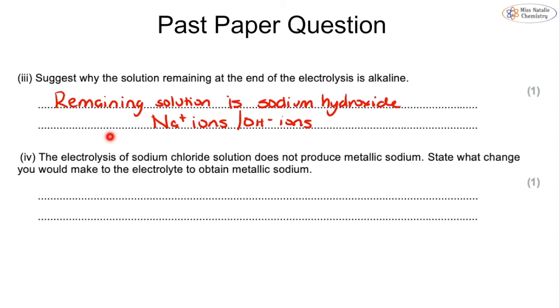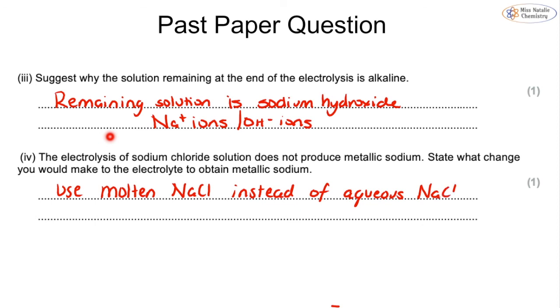And then for part 4, the electrolysis of sodium chloride solution does not produce metallic sodium. State what change you would make to the electrolyte to make the metallic sodium. Well, our aqueous is always going to make our hydrogen gas. So what we want to do is look at the other option, and we would have molten. So we want to use molten NaCl instead of aqueous NaCl. Because if we use the molten, then we only have the sodium and the chloride ions. We have no competition, and we're going to get our metallic sodium being formed.